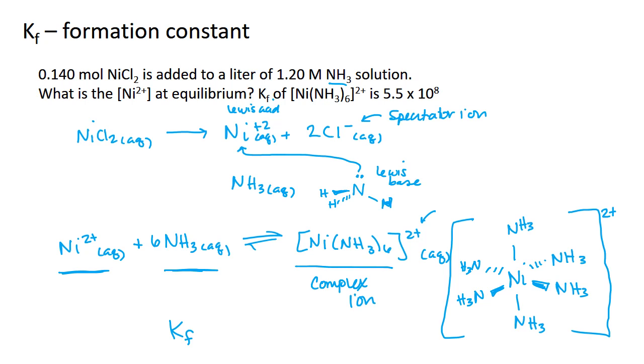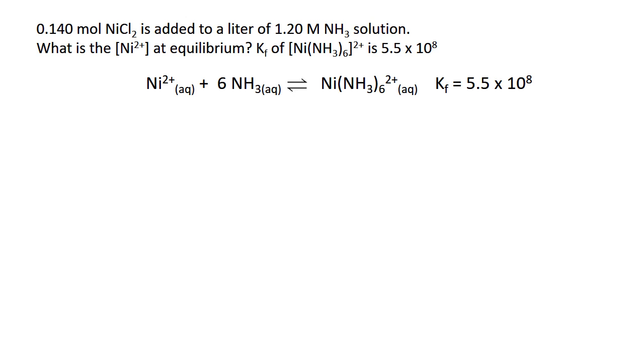Now let's dive into the example and actually use the numbers. We have our nickel 2+, we have our 6 ammonia, and here's our complex ion, and this should actually have brackets around it because that +2 is for that whole species and not just for the ammonia. This reaction has a Kf value of 5.5 times 10 to the 8. Now, initially, in the solution, we don't have any nickel. We have 1.20 molar of the ammonia that's aqueous, and we don't have any of this complex.